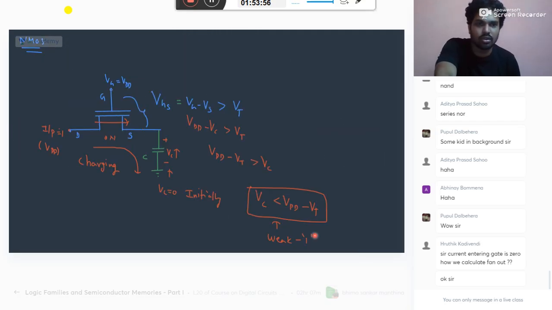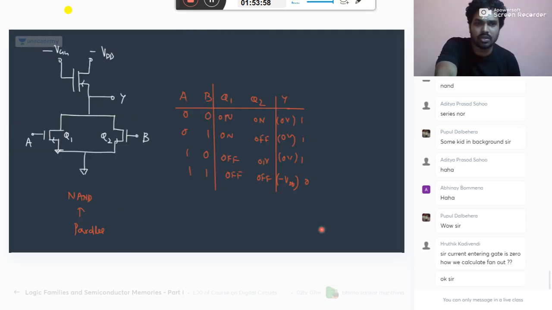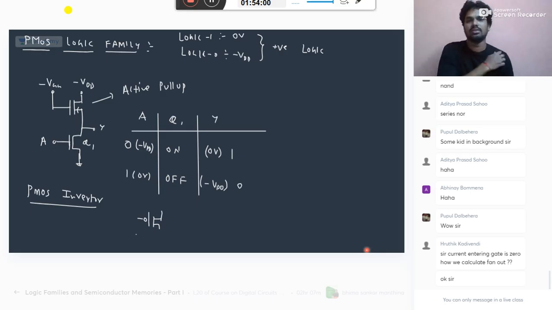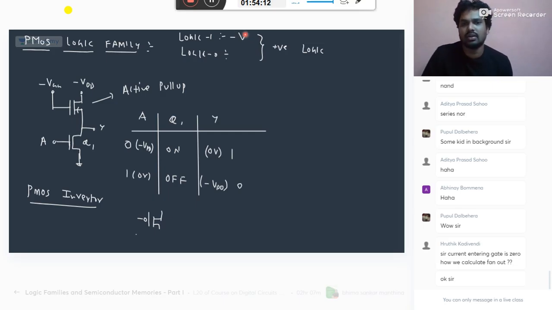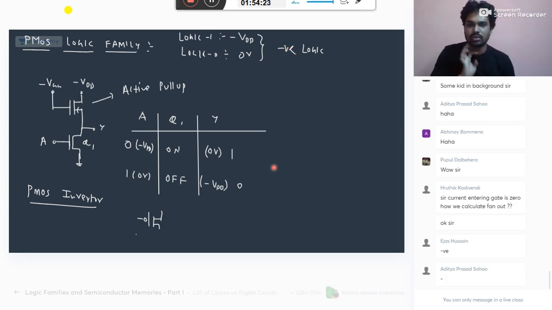So where are we? PMOS logic family. This part is discussed, and now see here. I want to make a small difference to the analysis we have done. I take the reverse, for example. So logic 1 is minus VDD, logic 0 is 0 volts. Then this positive logic will become negative logic.